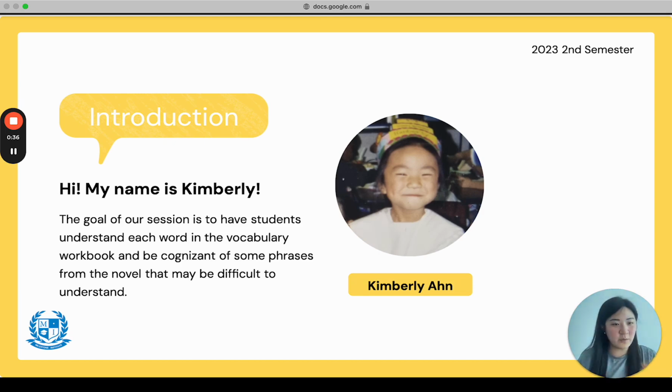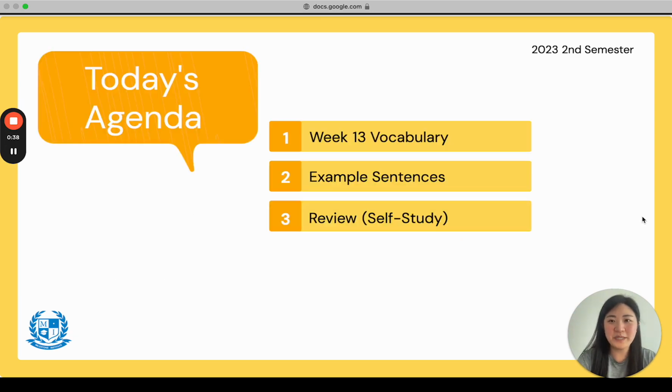So let's get started. What is today's agenda? We'll be going over week 13 vocabulary in our vocabulary workbook, and then we'll also review some of the example sentences that we have made. And then it will be your turn to review, self-study, and do the homework pages.